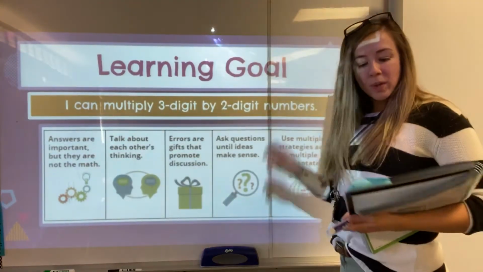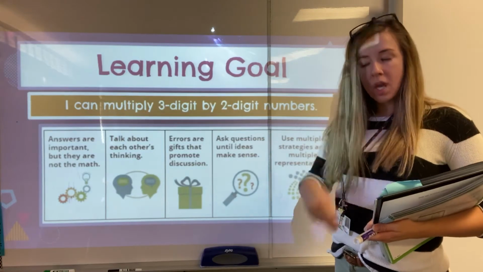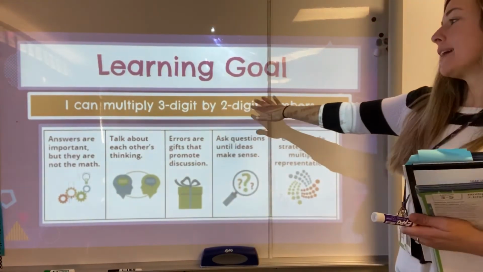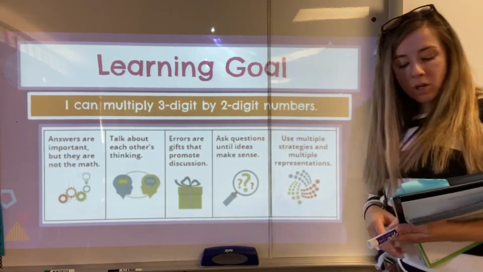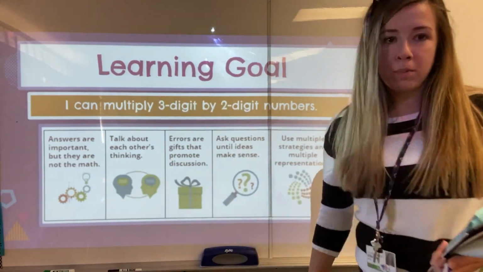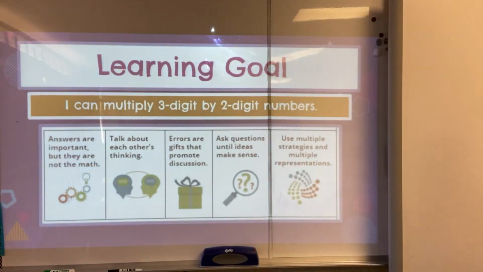Hey students, we are on lesson 3-5, multiply 3-digit numbers by 2-digit numbers. Here is our learning goal: I can multiply 3-digit numbers by 2-digit numbers. And we are on page 97. If you don't have your workbook and your pencil, please pause the video, go get that, and I'm gonna click over to our solve and share.